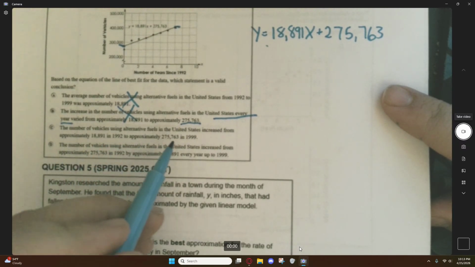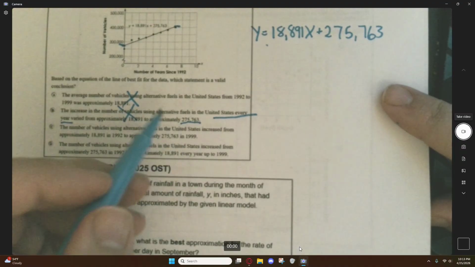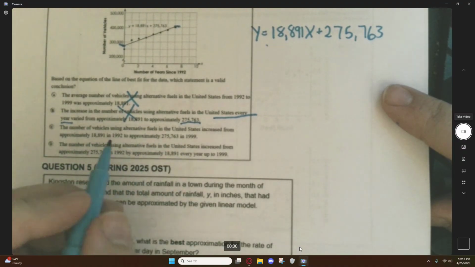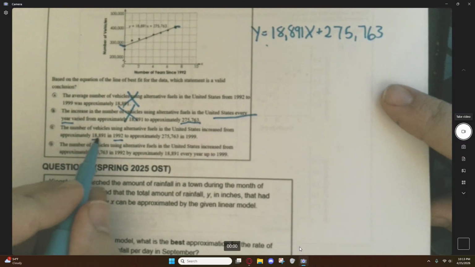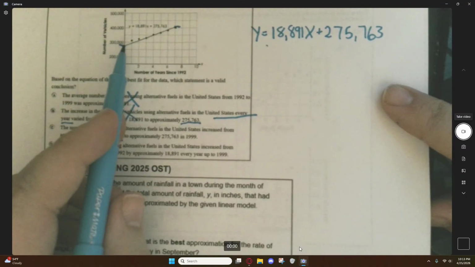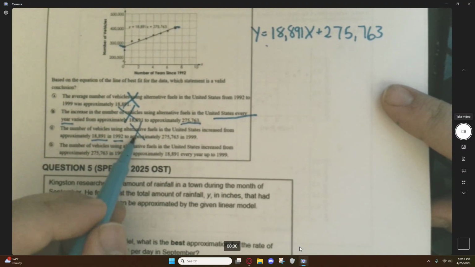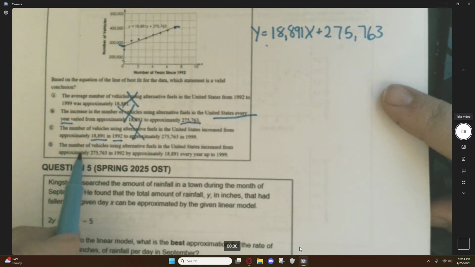C. The number of vehicles using alternative fuels in the United States increased from approximately 18,891 to approximately 275,763. This is insinuating that in 1992, which would be the y-intercept of the graph, the y-intercept was 18,891, which you can see very hilariously, it is not even close. So then it must be D, if we've done this right.